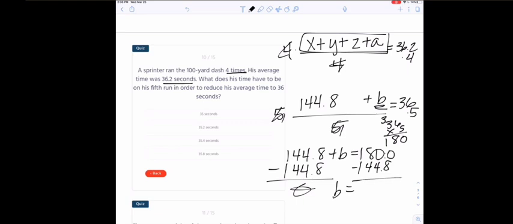This leaves me with b equals. Oh, I gotta borrow here. 10 minus 8 is 2, decimal point lines up. 9 minus 4 is 5, 7 minus 4 is 3. So my fifth time, or the sprinter's fifth time, is 35.2 seconds.